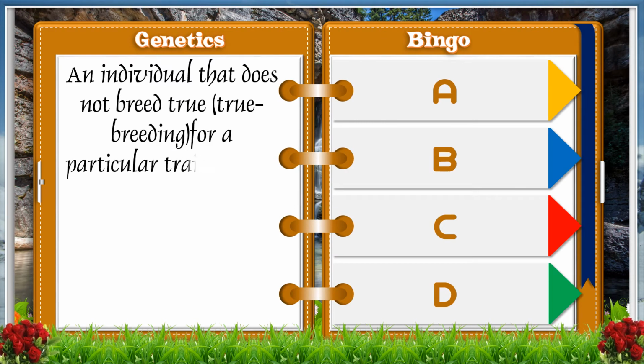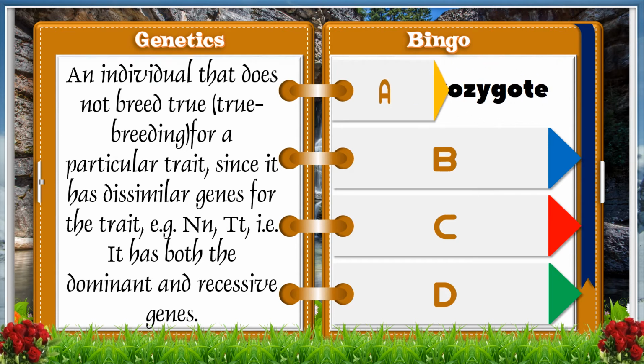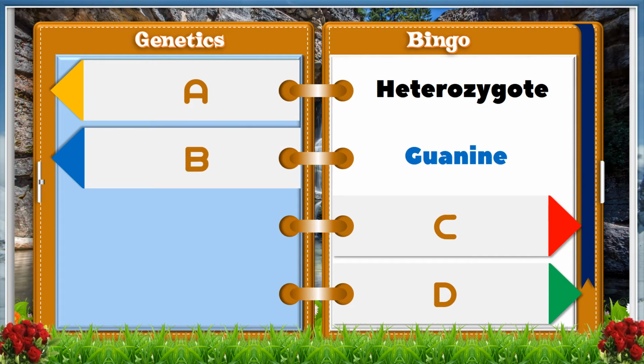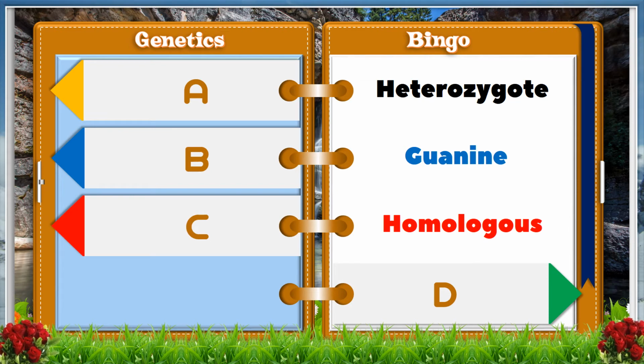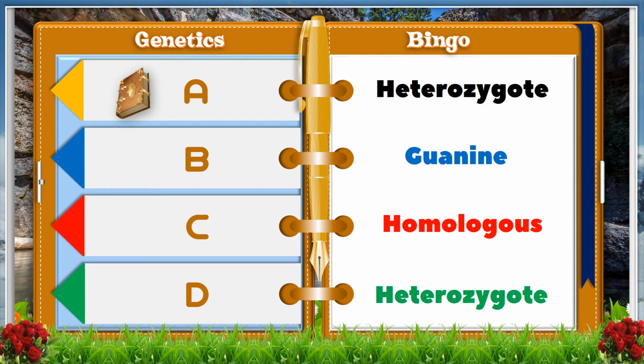An individual that does not breed true for a particular trait, since it has dissimilar genes for the trait, capital N, small n, capital T, small t, i.e., it has both the dominant and recessive genes. A. Heterozygote. B. Guanine. C. Homologous. D. Heterozygous. And the answer is A. Heterozygote.